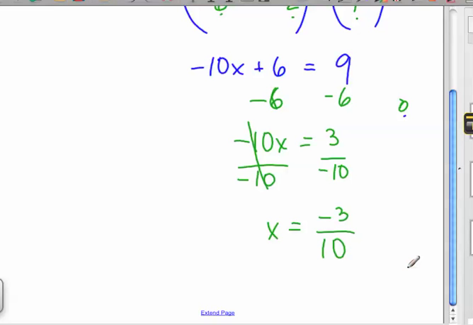That helps us when we're graphing linear equations later, when we have the negative in the top. Okay? All right. Great job, guys.